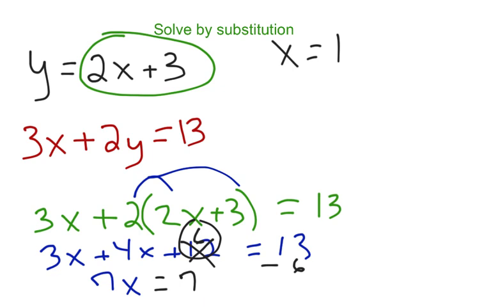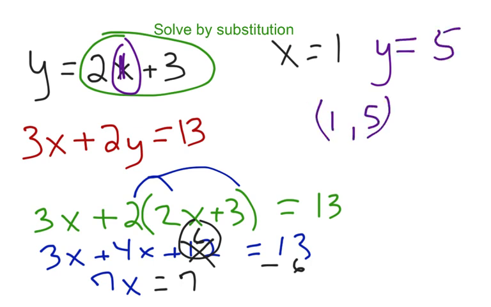So then I go back and I plug in x equals 1. I can choose either one, but this is easier to use here. So if I plug in the 1 now, I'm going to get 2 times 1 plus 3, which is 5. So 1 comma 5 is my solution. That's solved using the substitution method. It's a lot easier, obviously, when it's whole numbers, but it doesn't have to be a whole number.